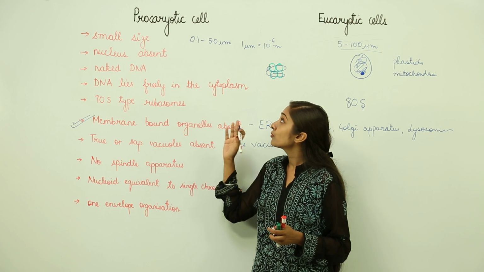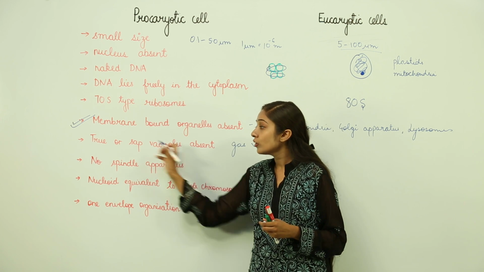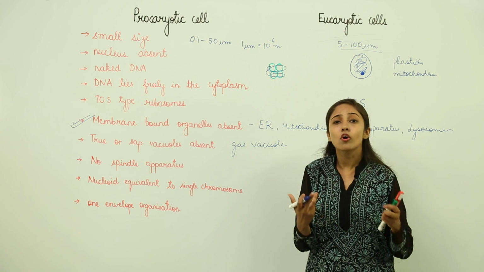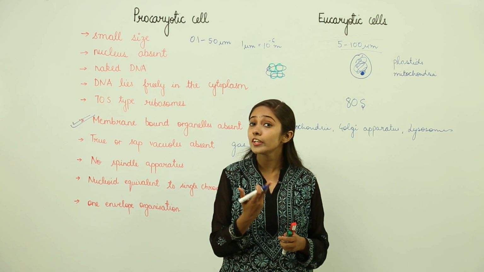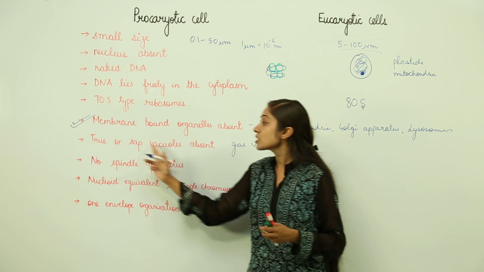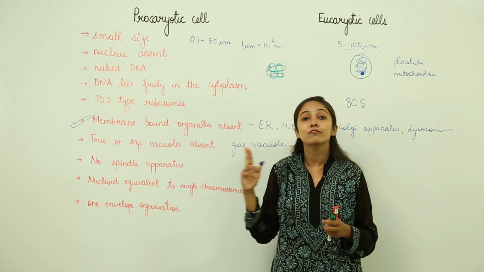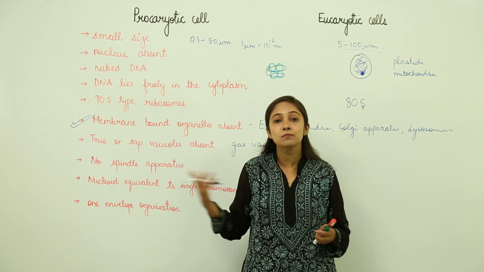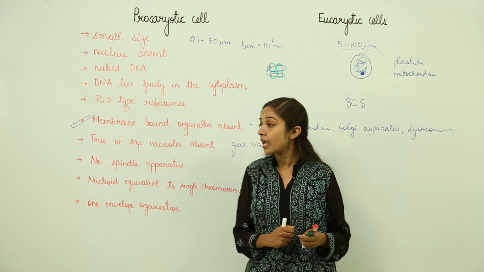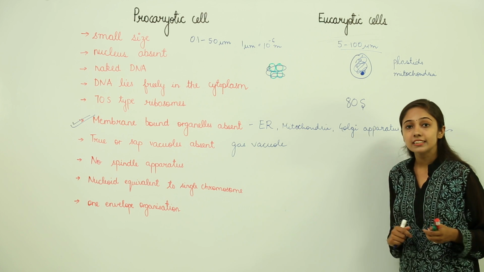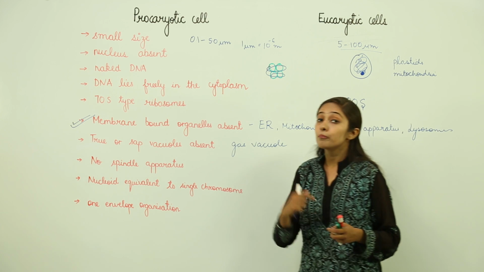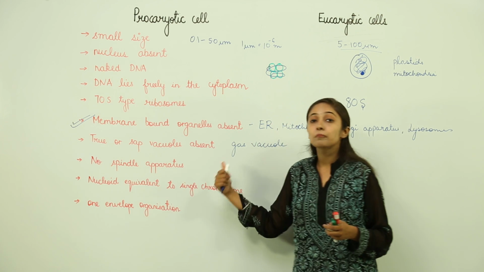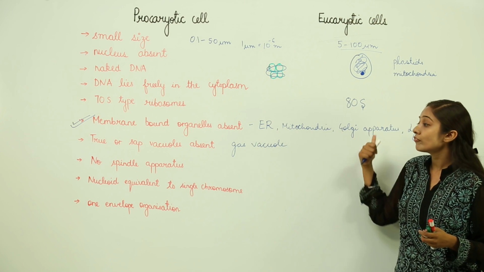Then in a prokaryotic cell, as you all know, there is no sexual reproduction. So meiosis, that is reductional division, is not going to take place. So there is no spindle apparatus formed, as there is no meiosis, which takes place in sexual reproduction. But in eukaryotic cells, sexual reproduction is there, meiosis is going to take place. So a spindle apparatus will be formed in a eukaryotic cell.